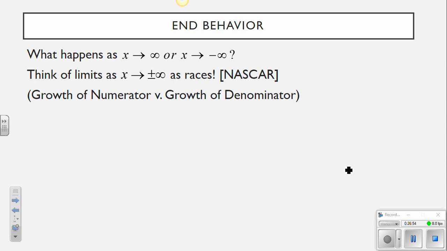The only issue is when they're actually growing at the same rate. And we're going to talk about that. Okay? So I think about this as like racing cars.